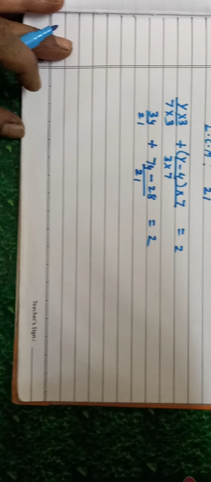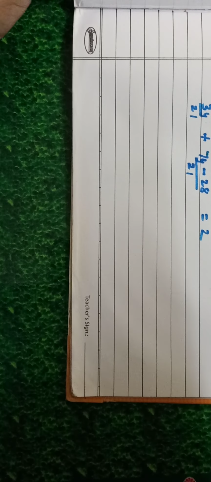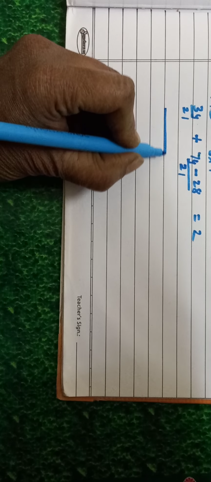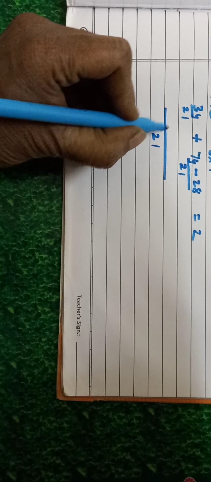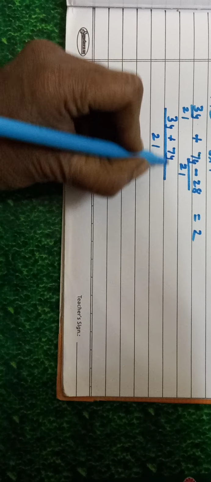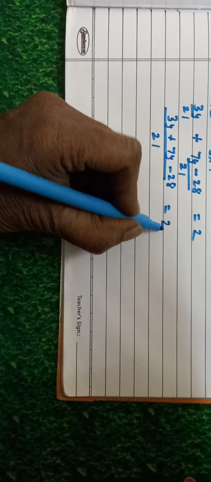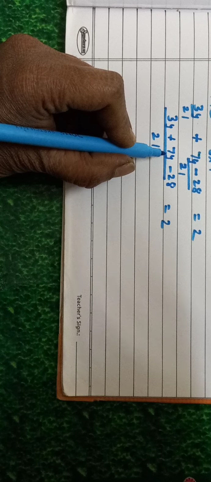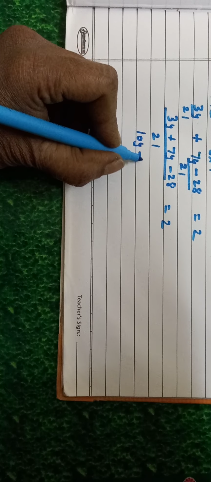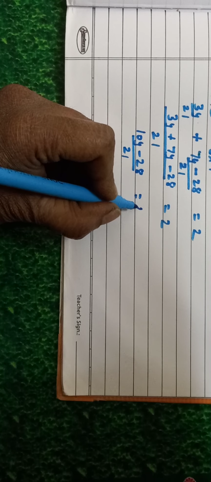Now 21 we have got, the denominator is equal. So what will we do? We will write it only once. 21. 3y plus 7y minus 28 is equal to 2. Now 3y plus 7y is 10y. 10y minus 28 upon 21 is equal to 2.